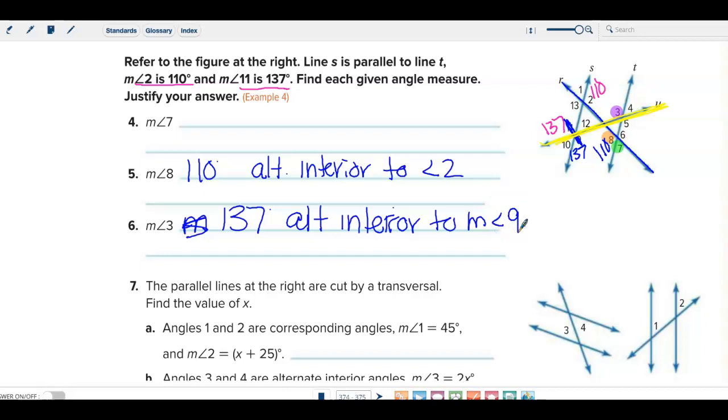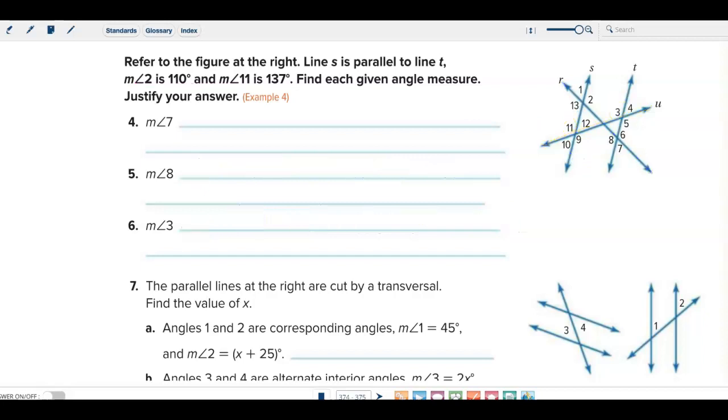I wonder what they used. They used that, looking at this transversal right here, 3 and 11 are corresponding. So they said that means they would be equal as well, but we found the same answer.